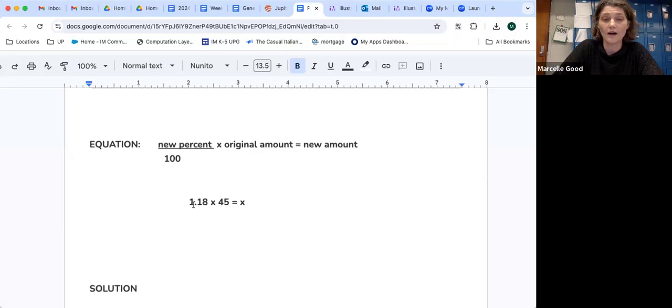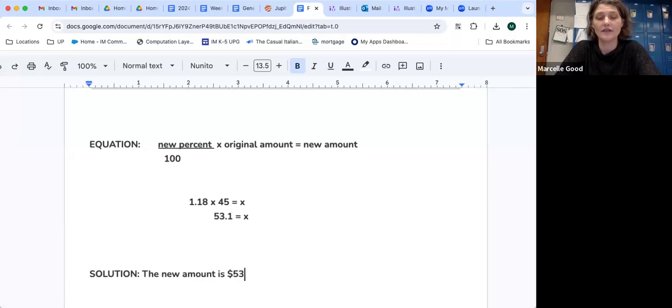So 1.18 times 45, the new percent times the original amount, is going to give us the new amount. We know, because we can use a calculator, that 1.18 times 45 is going to give us 53.1. So then we write a solution sentence. The new amount is $53.10.